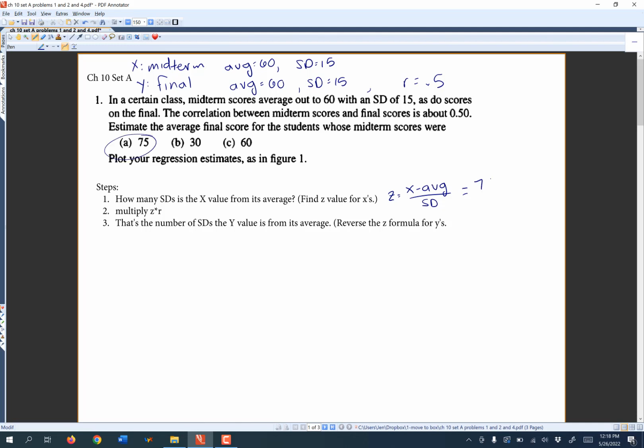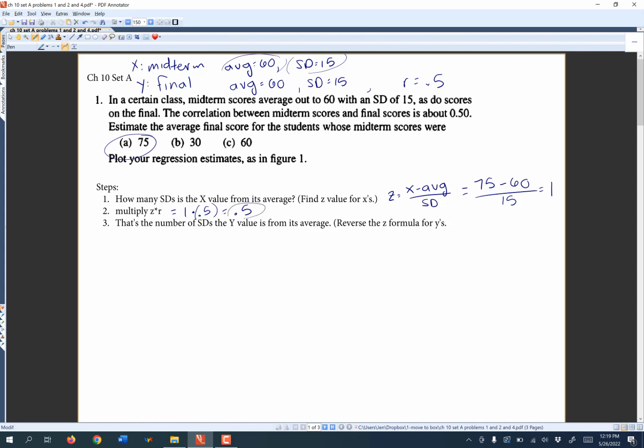So in our case, let's do part A. Let's do 75. So we'll do 75 minus the average of the x's. Make sure you're doing the average of the x's because we're talking about x's on this step. Divide by the standard deviation of the x's, which is 15. So this should be, I think, 1. So it gives me 1. Step 2, we're going to multiply z times r. So z is what we just barely found. So we're going to do that times our correlation of 0.5. So 1 times 0.5 gives me 0.5.